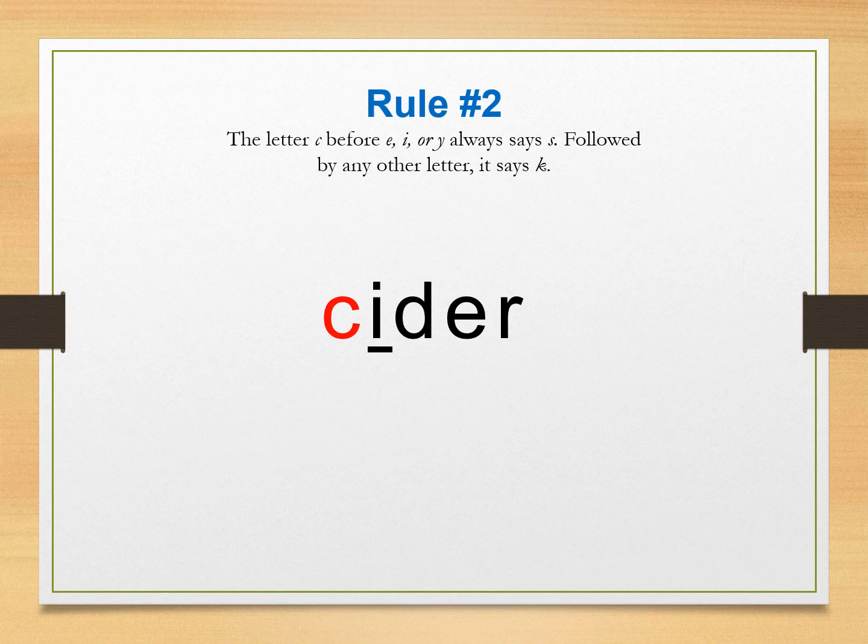Rule 2. The letter C before E, I, or Y always says S. That's how we know that this C says S, because it comes before an I. Cider.